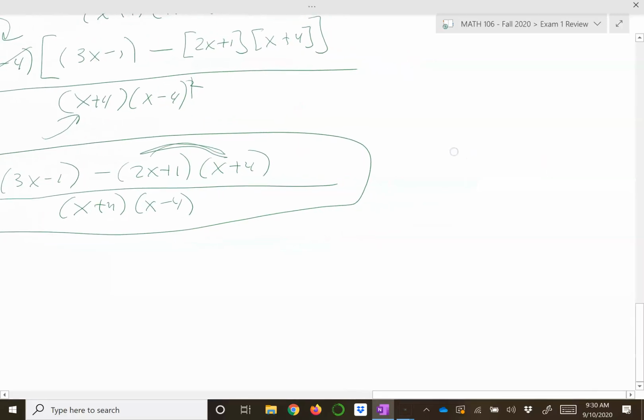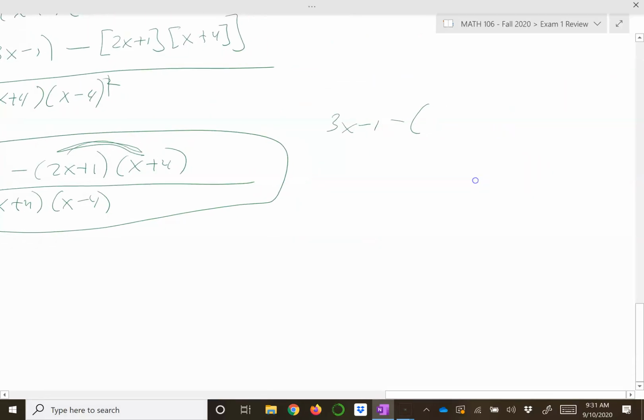So I'm just curious to see what would happen. So we have 3x minus 1. And then when I FOIL, I get 2x squared, so plus x plus 4x, so that's plus 9x plus 5. So what does that become? We get here it's negative 2x squared minus 6x plus 4.